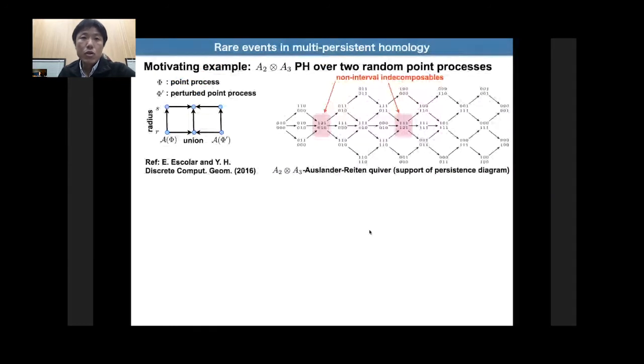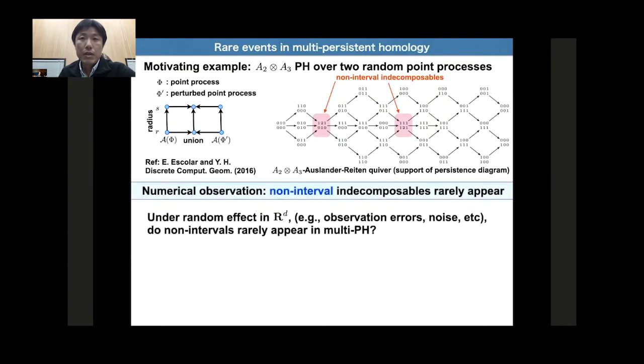So in order to check how frequent this observation is, or how frequent these indecomposables are, we numerically generated many random point clouds in a Euclidean space and then computed those persistence diagrams as before. Then we observed interesting phenomena. Namely, non-interval indecomposables rarely appeared. We tested more than a million times, but non-interval indecomposables appeared only once.